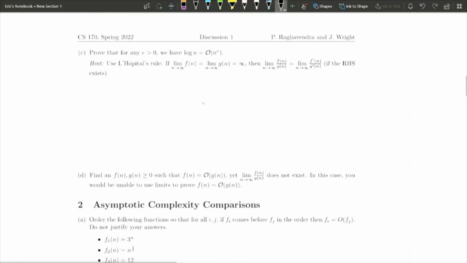Let's look at question 1c. Prove that for any constant c greater than 0, we have log n is O of n to the power of c. The significance of this question is that, let's say n is some really small number, like 0.1. Log n is still upper bounded by this function. That's pretty significant, and we want to prove that. So let's do what we've always been doing, applying the limit.